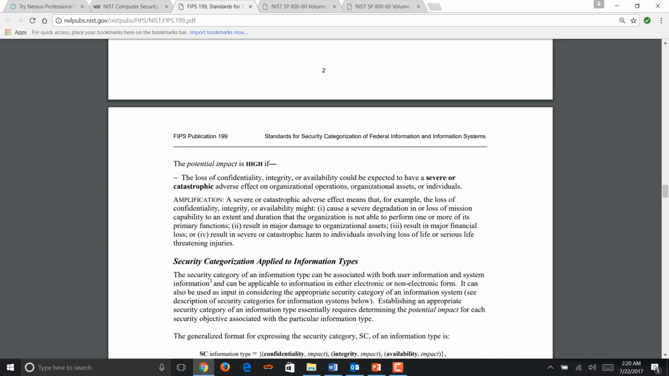If we say a severe or catastrophic adverse effect, what does it mean? For example, the loss of confidentiality, integrity, and availability might: 1. Cause a severe degradation in or loss of mission capability. 2. Result in major damage to organizational assets. 3. Result in major financial loss. Or 4. Result in severe or catastrophic harm to individuals involving loss of life or serious life-threatening injury.